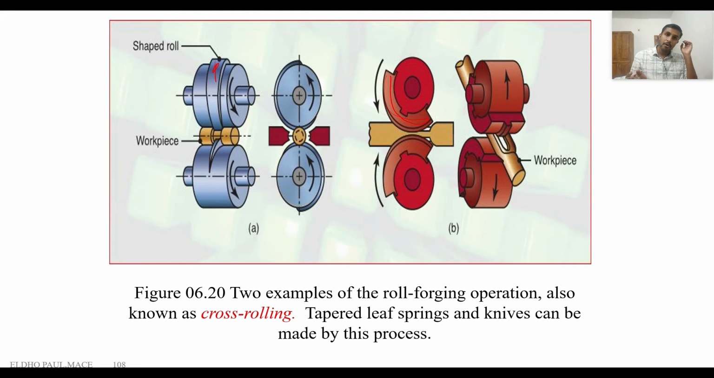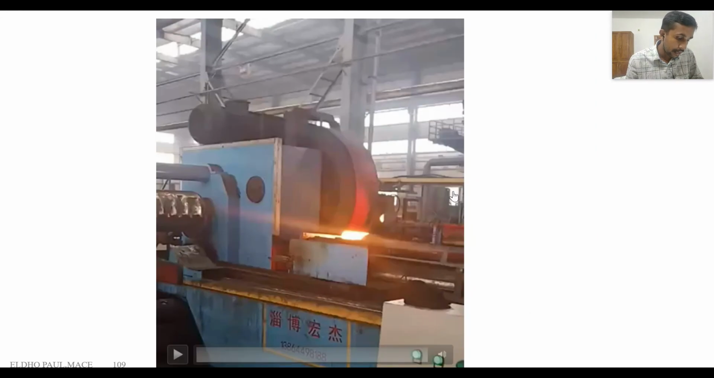So when these two rollers are rotating and we feed the workpiece into the gap between the two rollers, what happens? The grooves provided on the roller deform the workpiece, and we can make very complex products using this roll forging operation. Next we will see a video of roll forging operation.